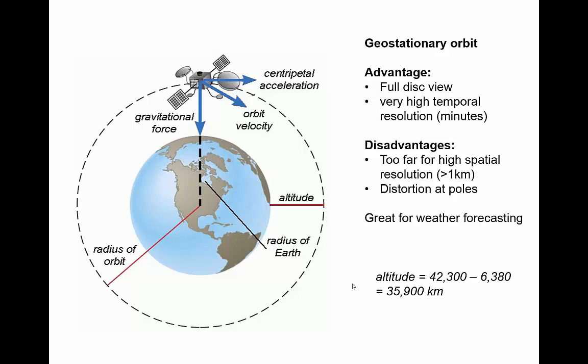The disadvantage is that because it's much further away than a polar orbiting satellite, it's a bit too far to get really high resolution imagery. So typically it's more than 1 kilometer, and also you're going to get distortion at the poles. So if you're particularly interested in the poles, then a geostationary satellite is probably not the most useful way to go.